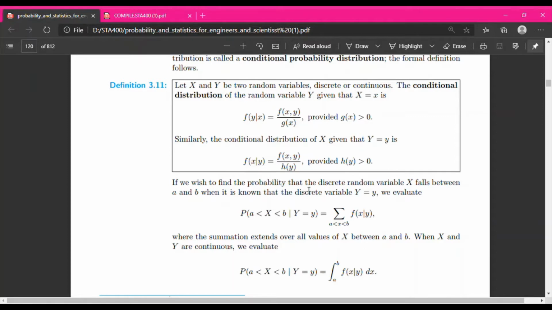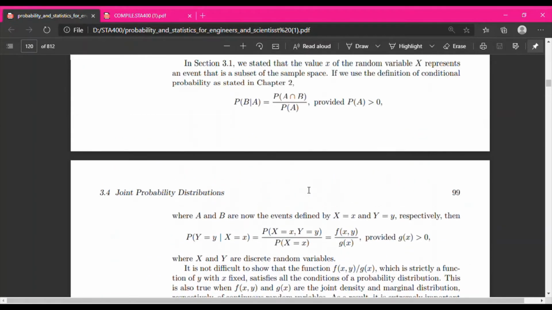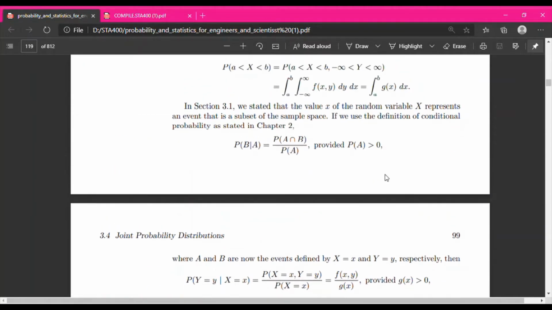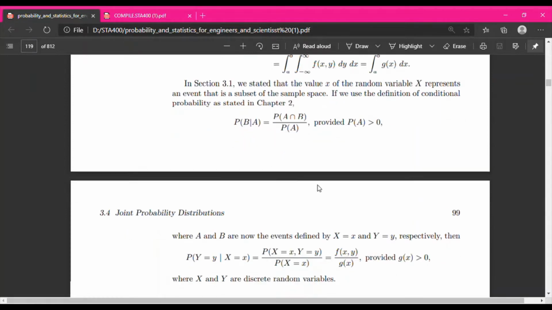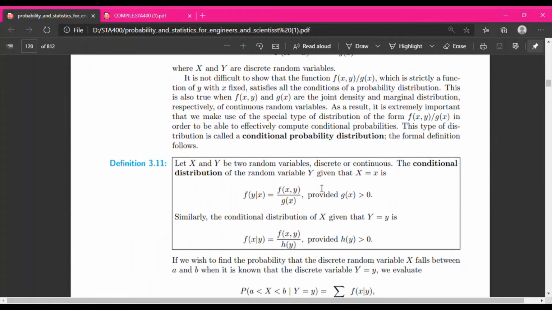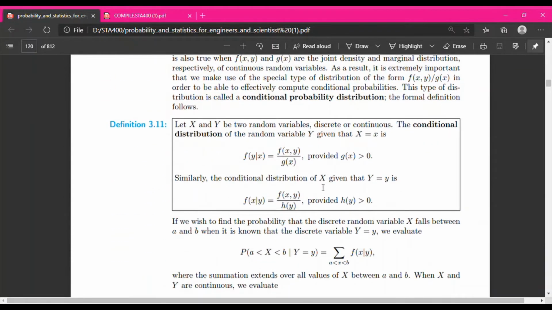Before this, you have learned how to find the conditional probability, right? This is the formula to get the conditional probabilities when we have two events here. So, we will use this idea to find the conditional distribution of the two random variables.